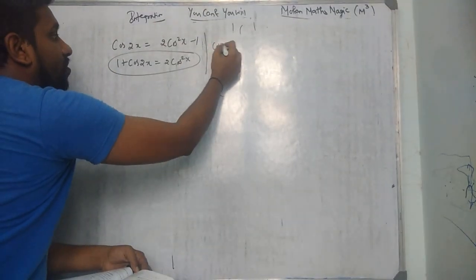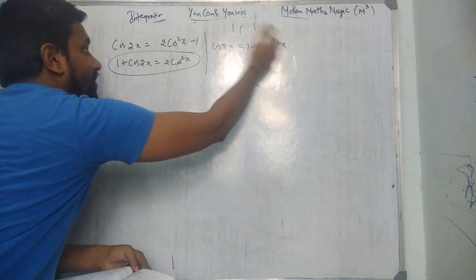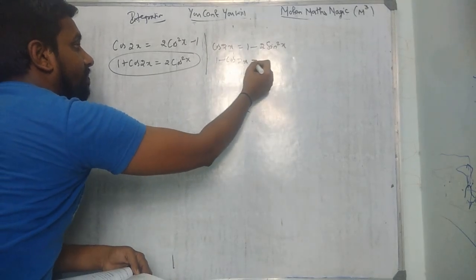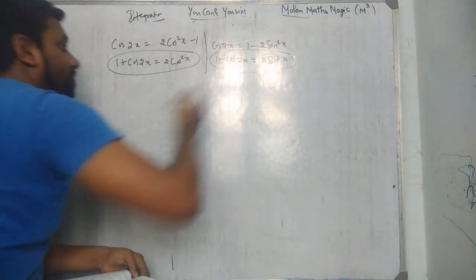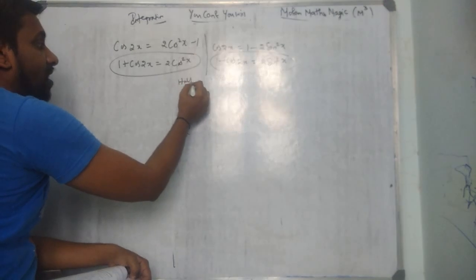And one more: cos 2x can be written as 1 minus 2 sin square x, right? And this will become 1 minus cos 2x equal to 2 sin square x. This is also a golden formula. The two golden formulas are these. From these you can write the half angle formulas.